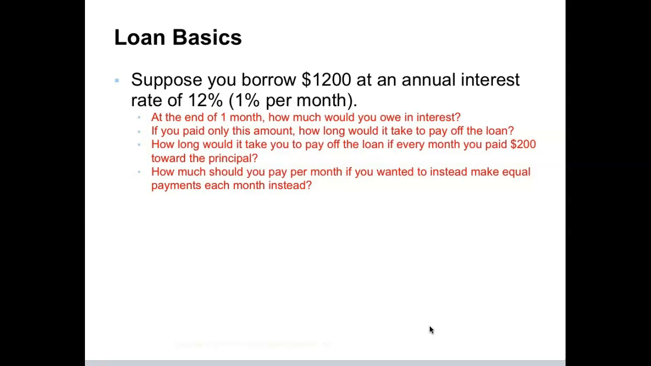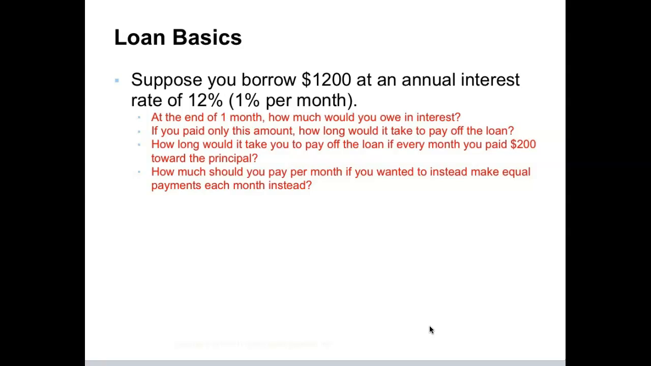Suppose you borrow $1,200 at an annual interest rate of 12%, and let's say they're compounding interest every month. So that's 1% per month. At the end of 1 month, how much would you owe in interest?